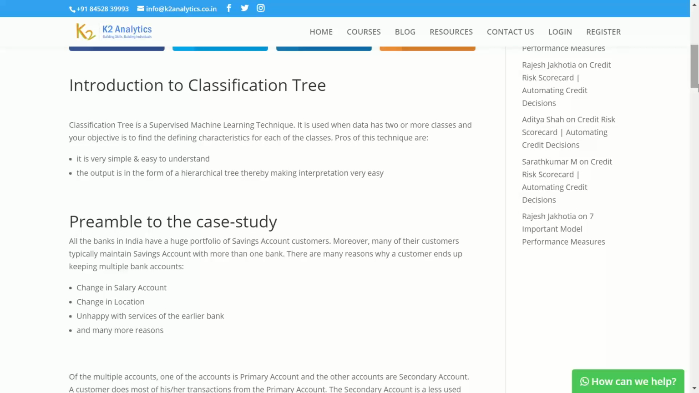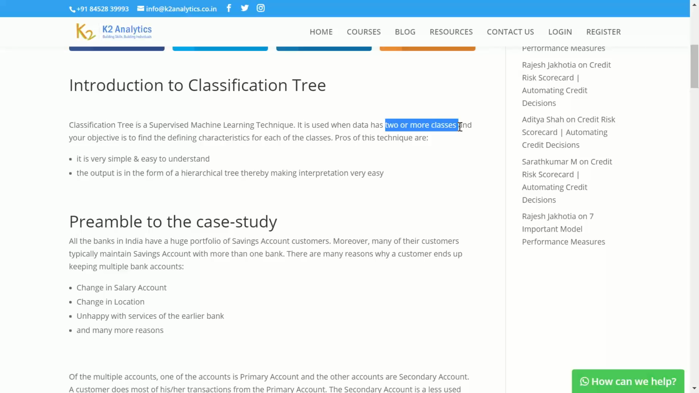Classification tree falls under the supervised machine learning technique. The moment I say it is a supervised machine learning technique, it would be obvious to you that while building a classification tree, we will have the output, that is the target column, available at the time of analysis. The output can have two or more classes. Now, what do I mean by output?